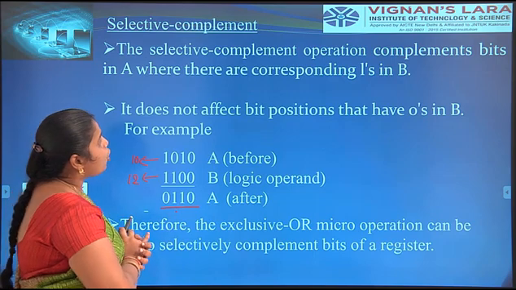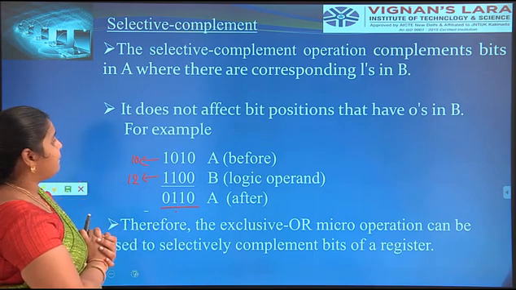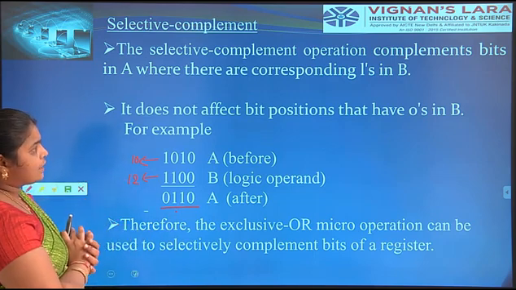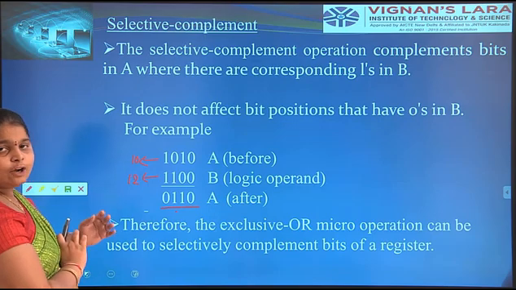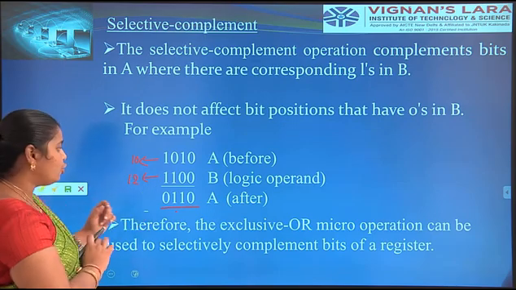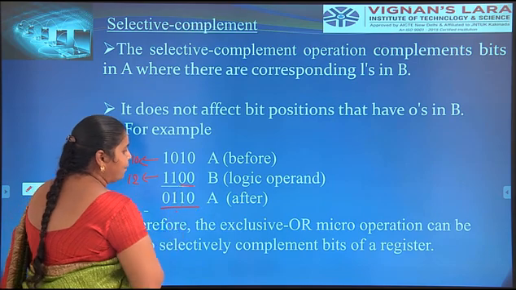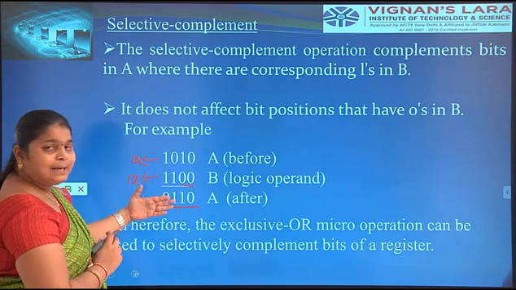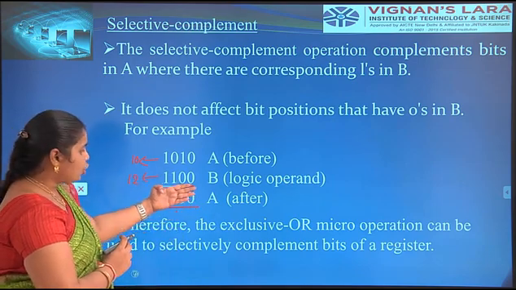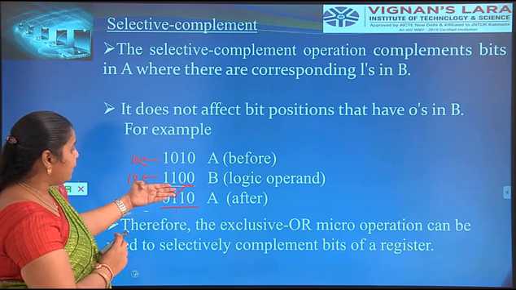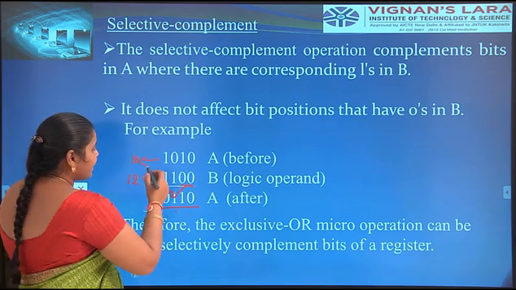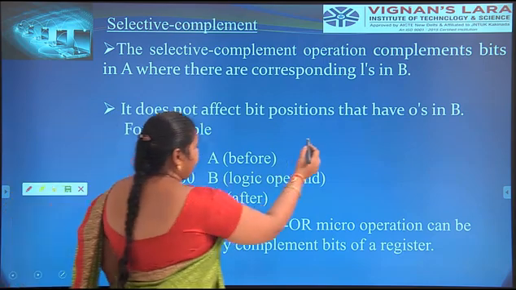The selective complement operation complements the bits in A where there are corresponding ones in B. Here also, like in selective set, there is no change in the 0 bits. B has 1 bits and 0 bits. The 0 bits do not change. In the 1 bits we have to follow a complement operation. Okay.